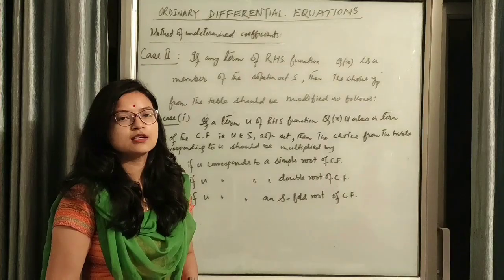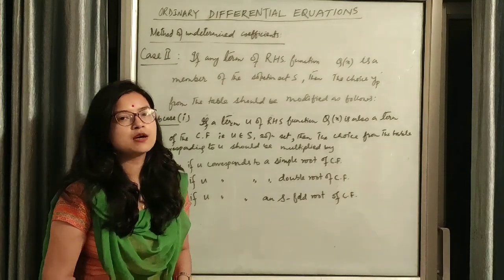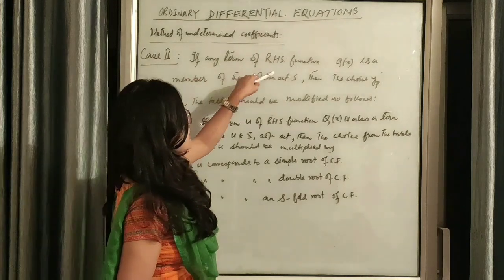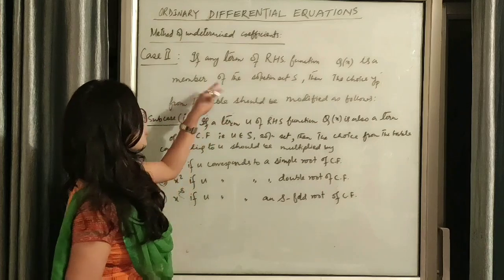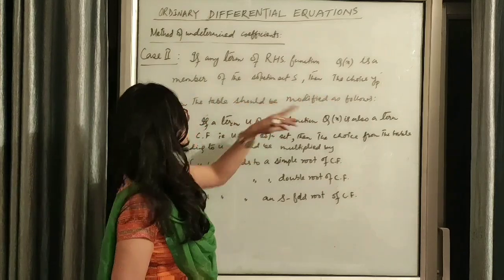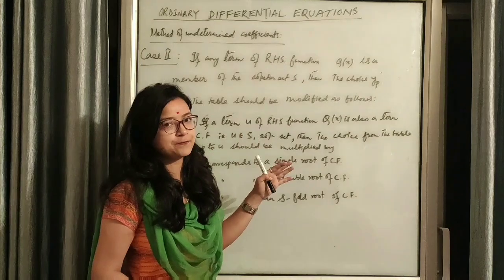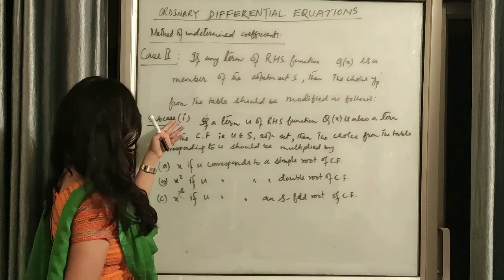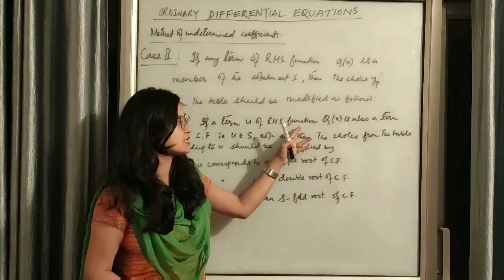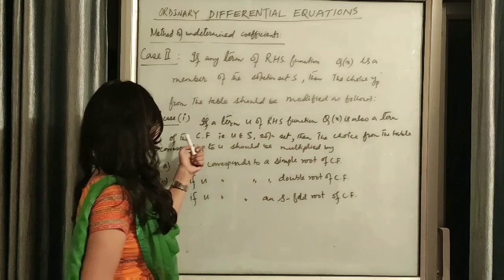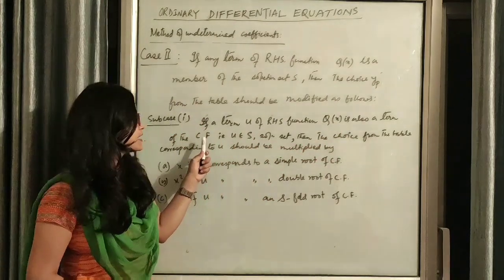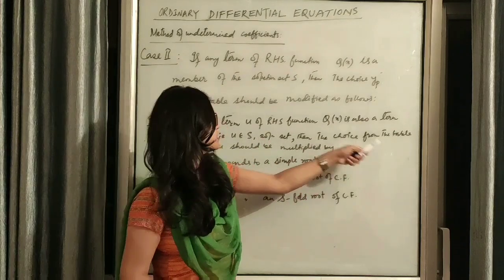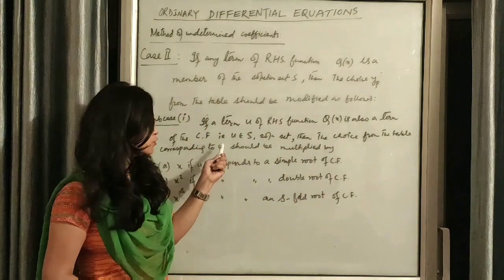Now coming to the second case of evaluation of the particular integral. When any term of the right hand side function q(x) is a member of the solution set S, then the choice of yp from the table should be modified. Here two cases may arise. First, subcase 1: if a term u of a right hand side function q(x) is also a term of the complementary function, or we can say if the term belongs to the solution set, then the choice from the table corresponding to that u should be multiplied by x.